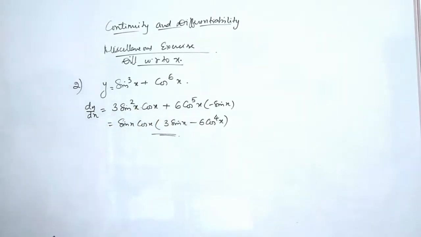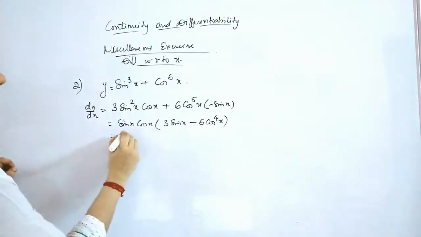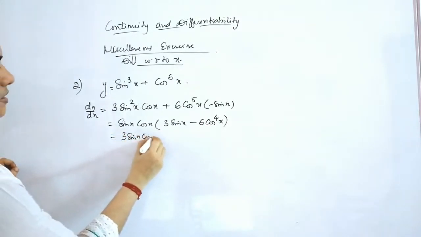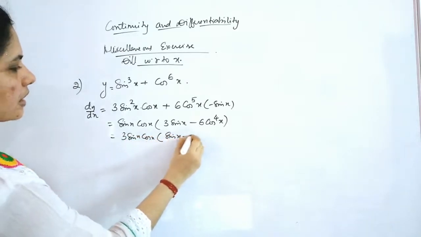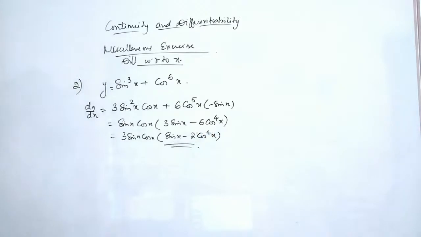Ma'am, we can take 3 out as common too, right? Yes, that also you can do. So it will be 3 sin x cos x into (sin x − 2 cos⁴x). Okay.